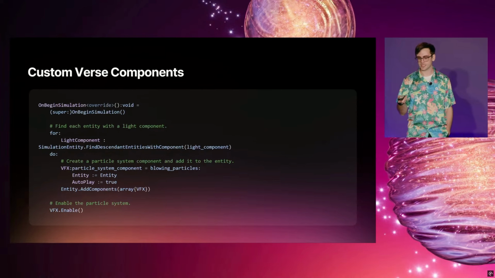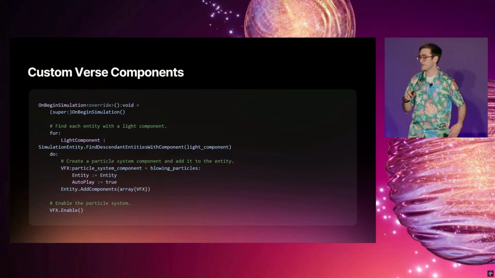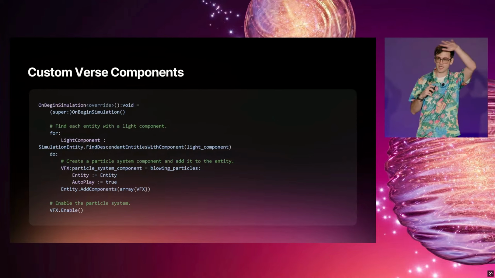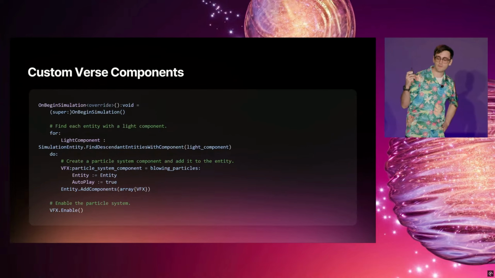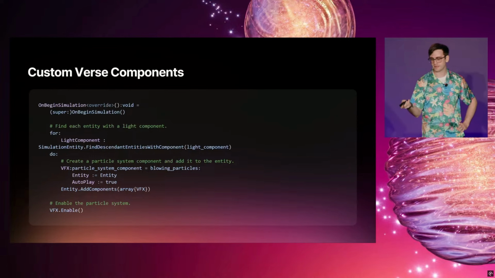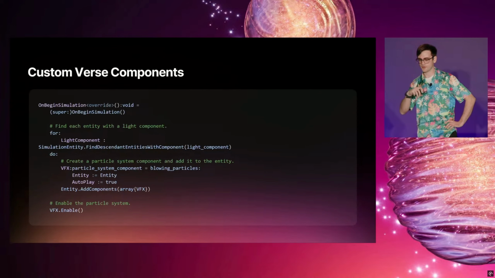In OnBeginSimulation, we find each entity in the scene with a light component. We query the simulation entity, which again is that top-level entity in the scene. Every single other entity is under it. We then call FindDescendantEntitiesWithComponent, passing the light component. So we return every single entity in the scene with a light component.